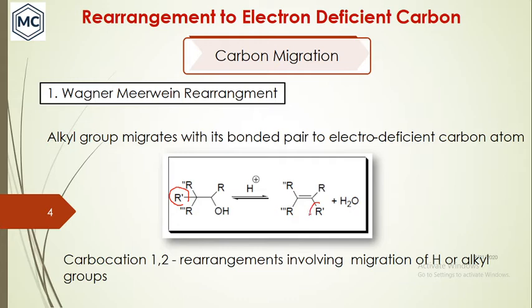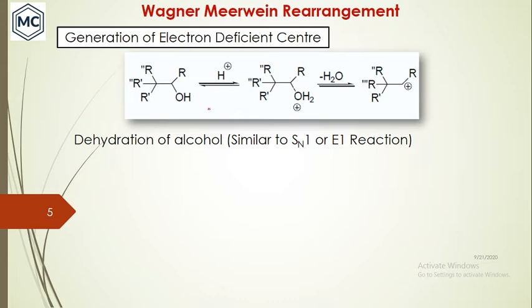And you can see here this R dash. So it is a 1,2 rearrangement, and there is an intermediate here, that is a carbocation intermediate, and this is a carbocation intermediate having 1,2 rearrangement, where it involves either in some cases hydrogen or in some cases alkyl group migrations. Okay. And coming to the mechanism, the first step is the formation of carbocation intermediate and generation of electron deficient center.